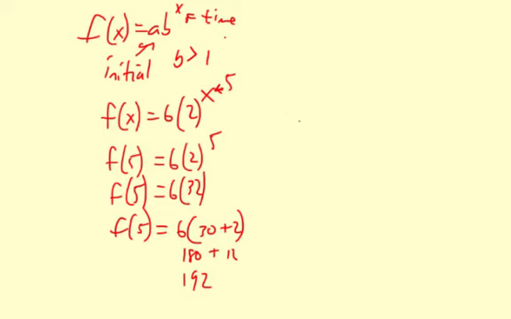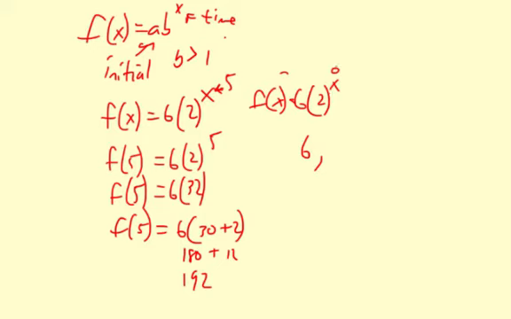You could also model this as a sequence, just listing the number of mice. So it's 6 times 2 to the x. I'll start with a 0 to get the first term. 2 to the 0 is 1. 6 times 1 is 6. So my first term will be 6.